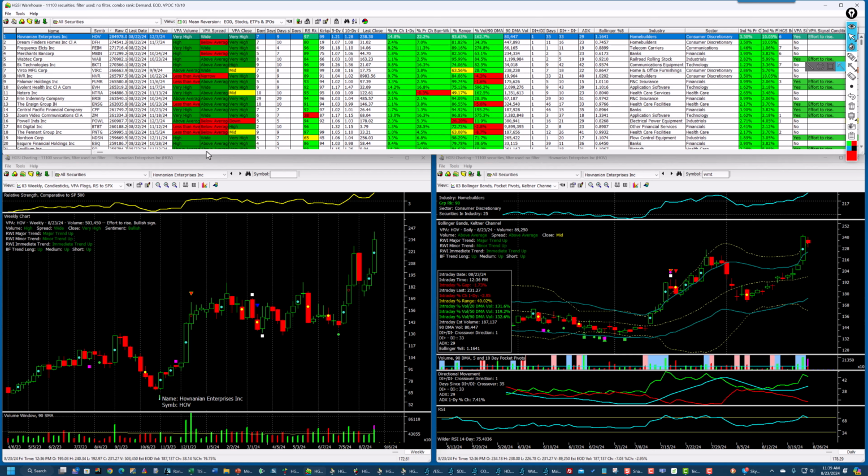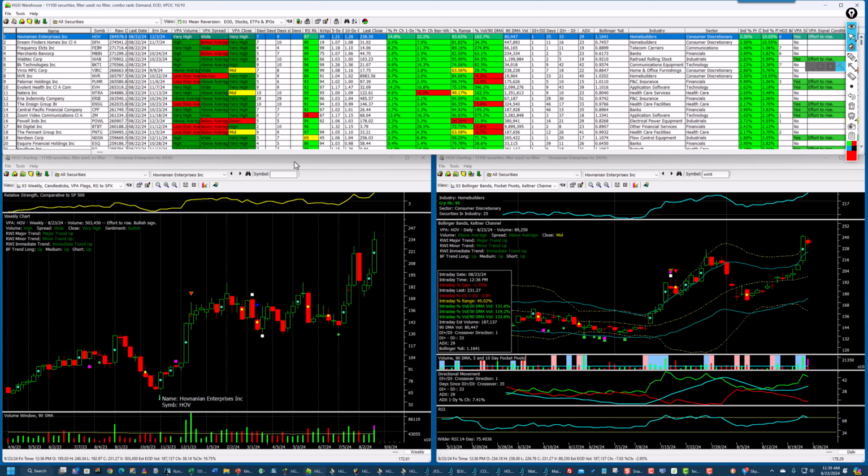Now, mean reversion trading looks for stocks, ETFs, and so on that are optionable. They have to be optionable, that are either overbought or oversold. And the overbought and oversold comes from the Bollinger Bands, which is the dotted line here, and the Keltner channels.